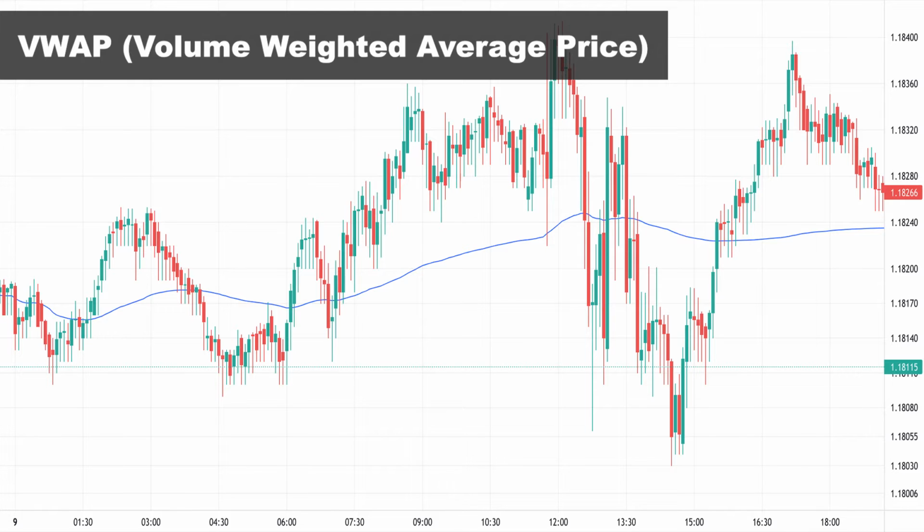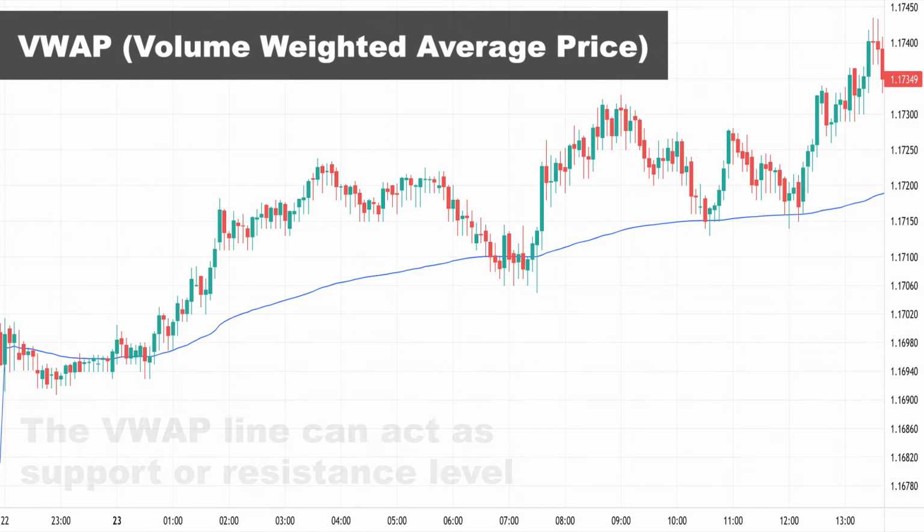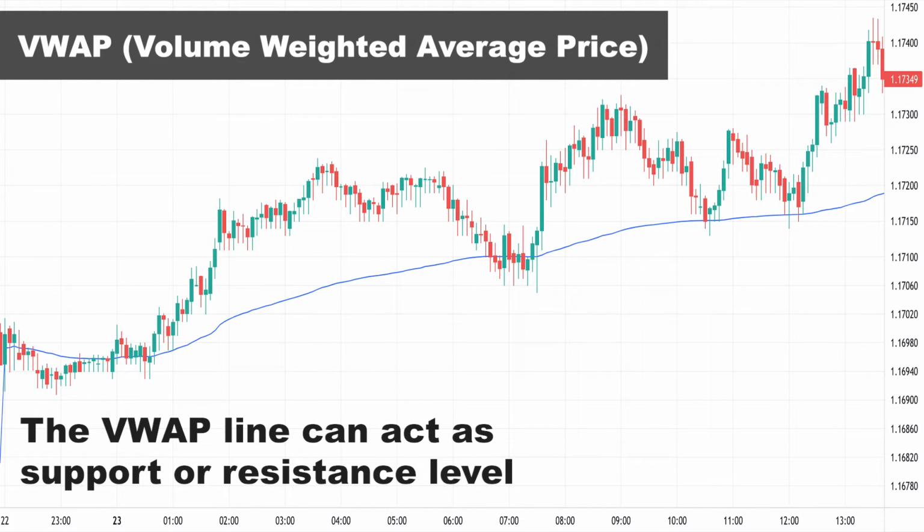This indicator works well in lower time frames, and the longer the time frame, the less reliable and effective it becomes. 15 minutes and lower are the most commonly used time frames for this indicator. The VWAP line acts as a support or resistance level.